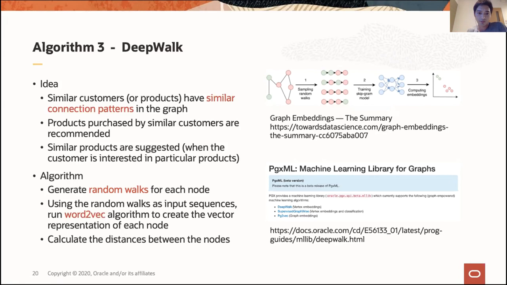This algorithm is already included in the PGX ML library. But it is not supported as a product yet, but we plan to support it. So if you're interested, please visit this document so that you can find other neural network-based algorithms using graph.